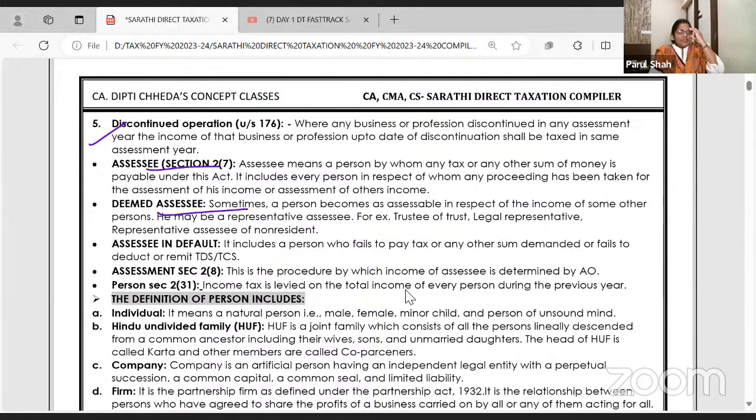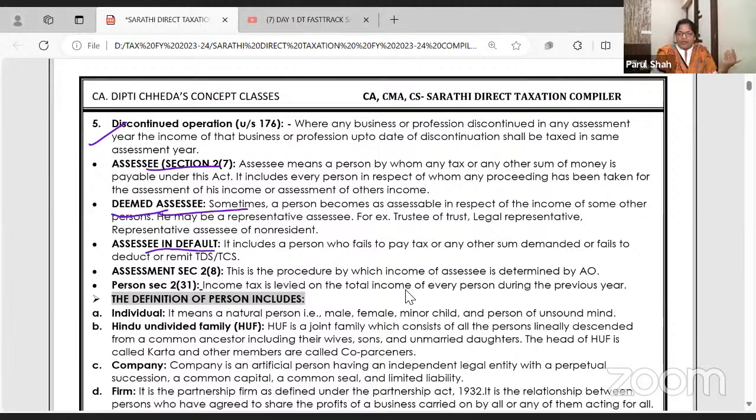Many times if it is a private trust, you are the trustee who is going to file the return of the trust. Think of that Akshay Kumar movie where the dog owned all the assets and he was the representative Assessee, taking care of all the assets. So these kinds of people file the return as deemed Assessee on behalf of others.